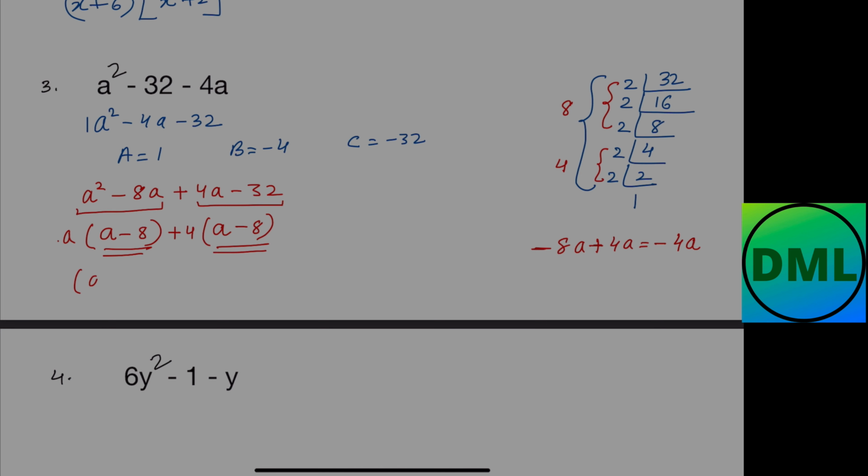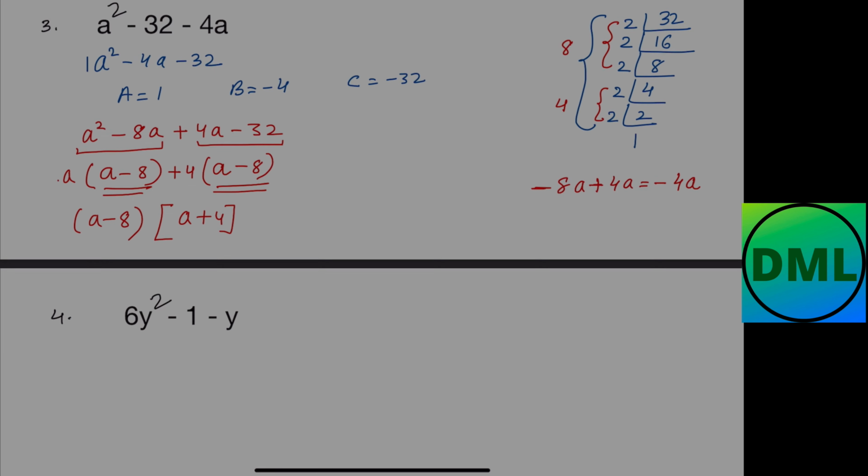Let's take out a minus 8 as a common factor. From the first term, a bracket a minus 8. A minus 8 is outside. You are left with a only. In the second term, 4 bracket a minus 8. A minus 8 is outside. You are left with plus 4. Let's write down both the values here: a plus 4. These are the factors of my given equation.